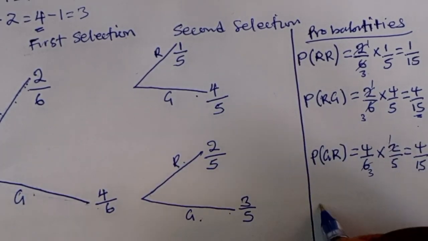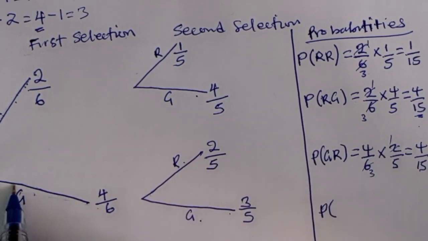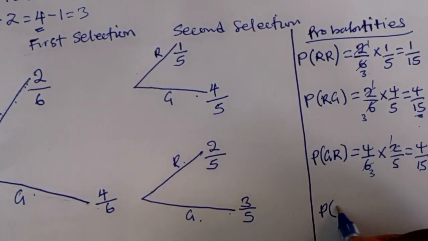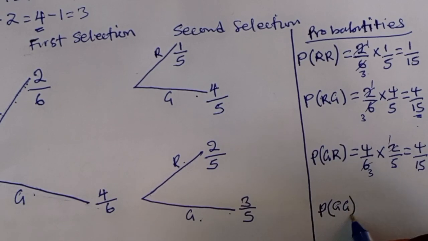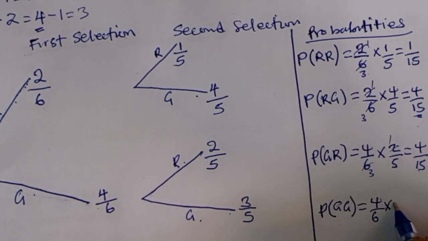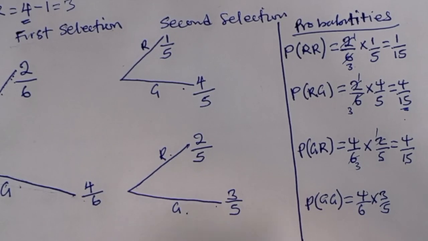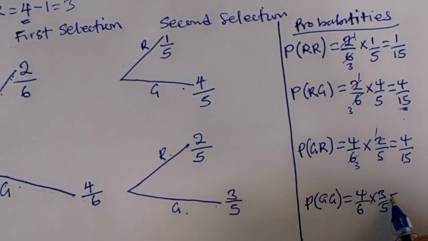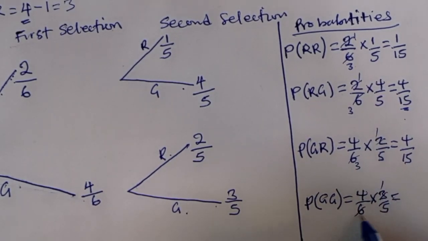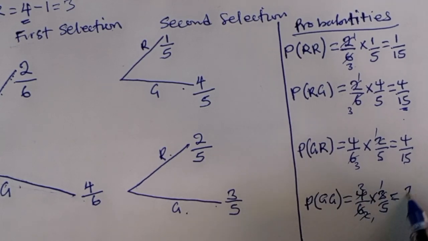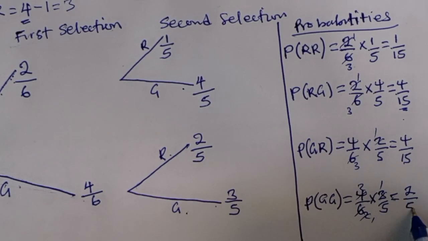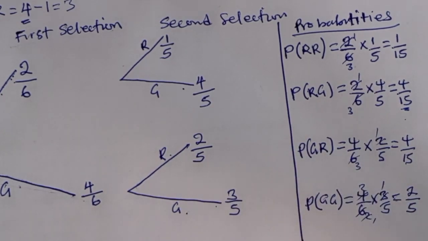So the probability that it is green, green. The first green is 4 over 6 times the second green, which is 3 over 5. So 3 there it's 1, 3 there it's 2, 2 there it's 1, 2 there it's 2. So the answer is 2 over 5.